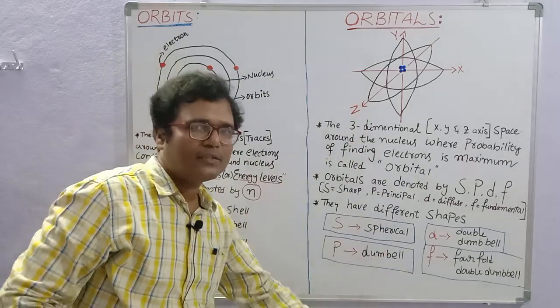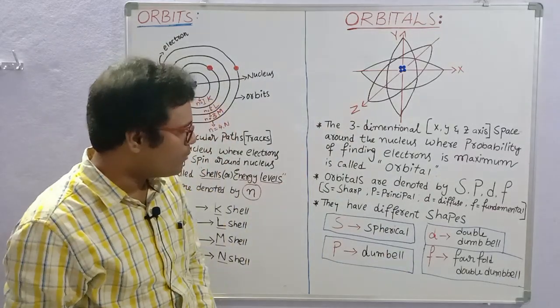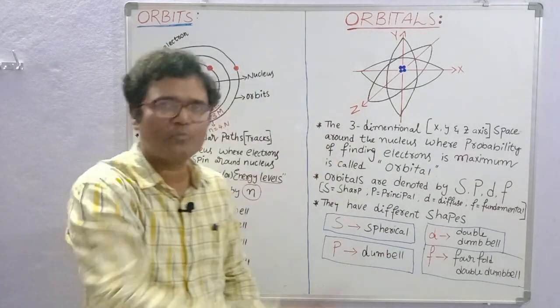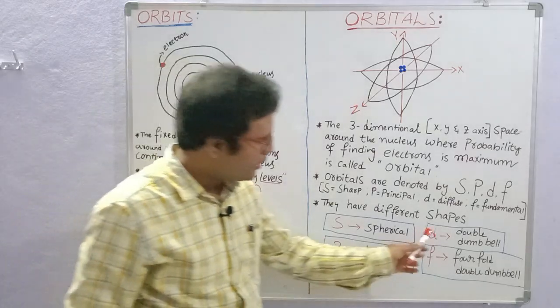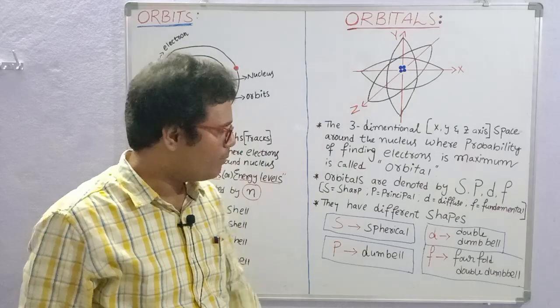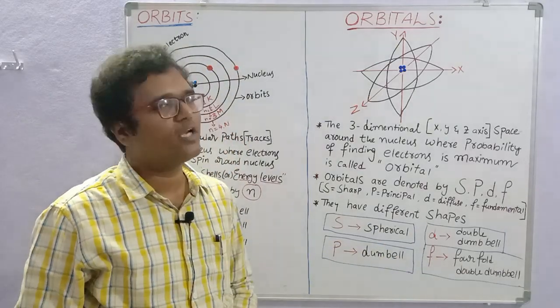Then the orbitals have different shapes. S orbital has a spherical shape, sphere. P orbital has a dumbbell shape. D orbitals have a double dumbbell shape. F orbitals have a fourfold double dumbbell shape.